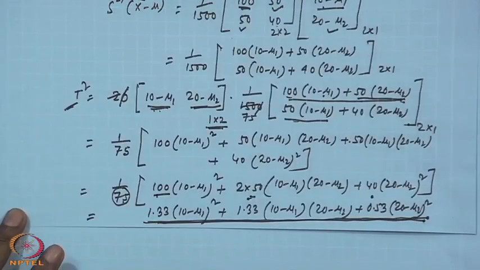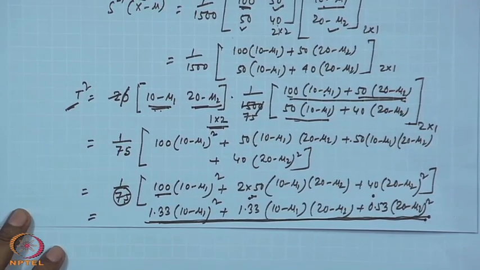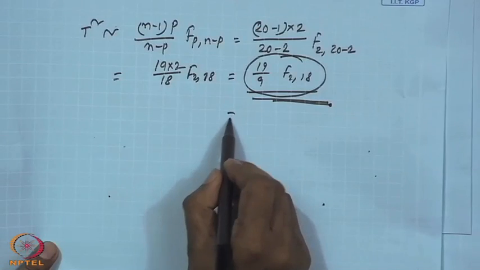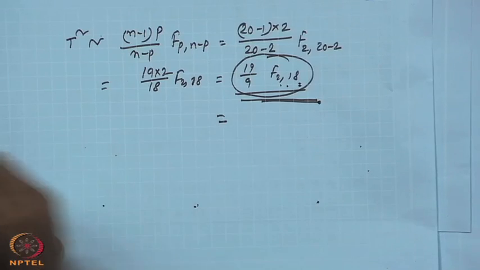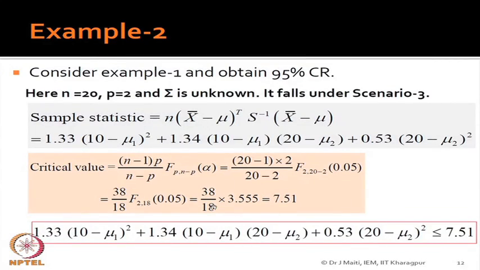Then what you require to do is find out what this value is. What is this value? F 2, 18, this value is 3.555. As you see here, I checked from the table, you check from the F distribution table, if there is a mistake please correct it, I do not think it is wrong. So, 38 by 18 into 3.55, this is 7.51. Now, this T square value is less than 7.51. This is my confidence region. In this case, this is the confidence ellipse.